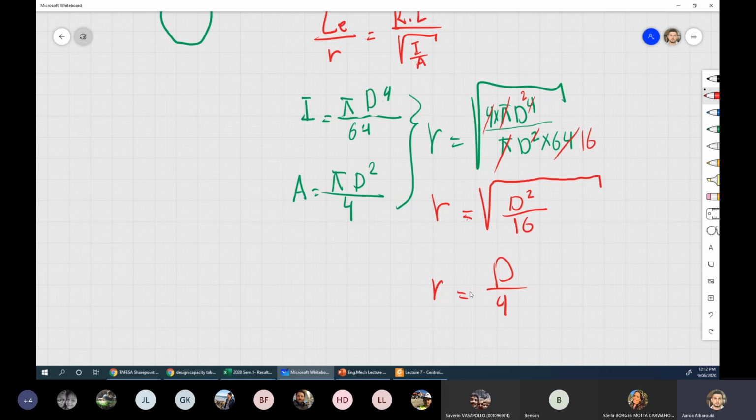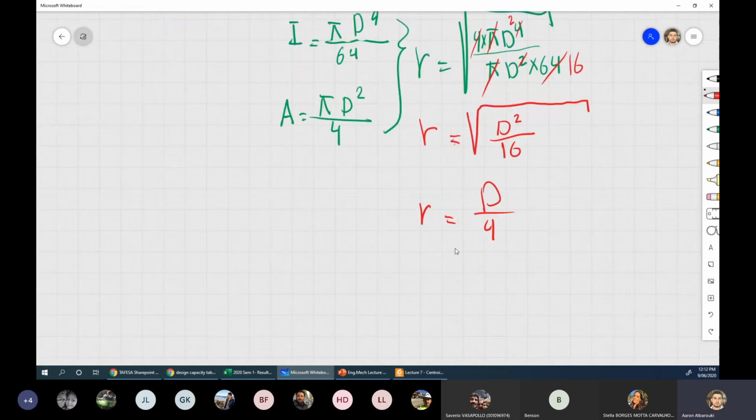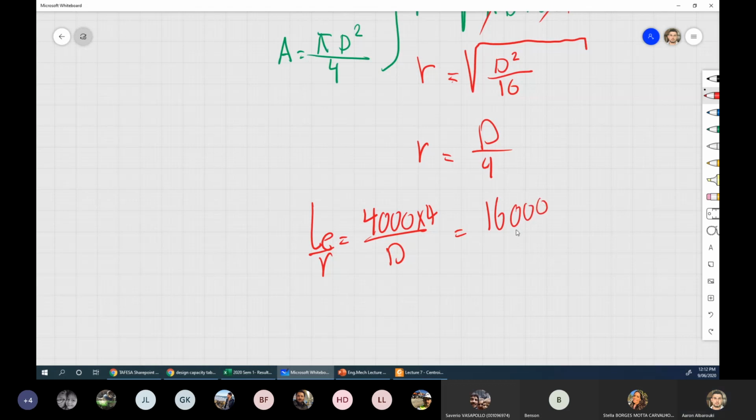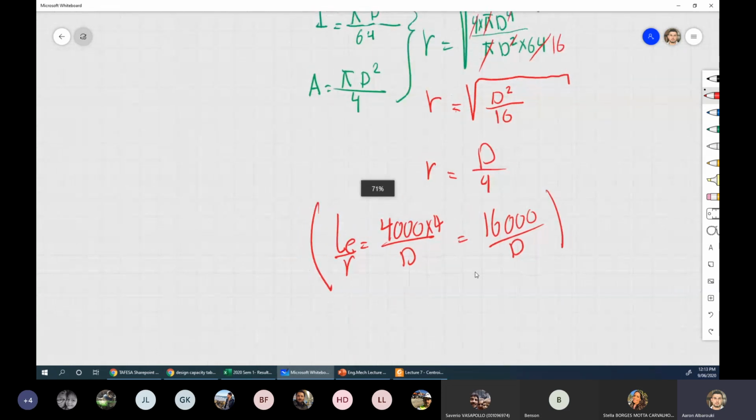What do you reckon? You guys got the same answer for the r value, or you didn't check your r value? It was the same. Okay, good. So we found our r value, and our LE value we found there. LE is 4,000. LE on r is 4,000 times 4 on d, so the slenderness ratio is really still in relationship to d. That's fine, we'll check it at the end. So we've got 16,000 on d. That's our slenderness ratio. Let's keep it on the side. We'll check it at the end if it will be within the right range. As I said, this is not really applicable to all questions, but we will do that check anyway.